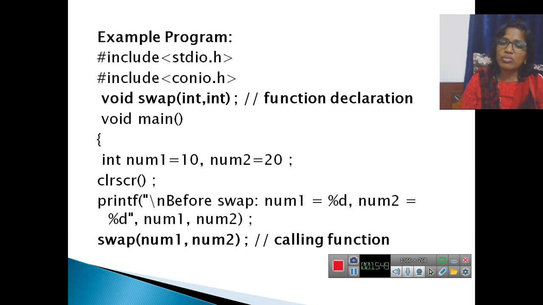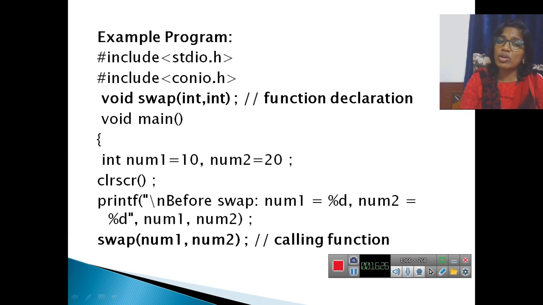Followed by void main, open, integer number 1, number 2. So I have two variables with me, number 1 with 10, number 2 with 20. Then clrscr as usual to clear the screen, followed by printf. Before calling the function, I have my own variables, number 1 and number 2. So before swapping, I am printing number 1 and number 2 onto the screen. After that, I am calling a function.